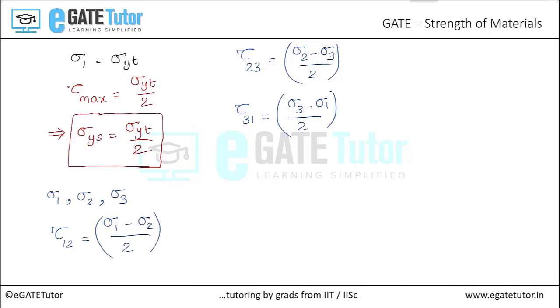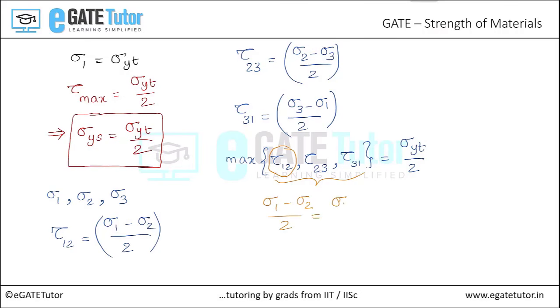According to the statement of maximum shear stress theory which we have seen just now, the maximum of tau 1 2, tau 2 3 or tau 3 1 should be equal to the yield stress in tension divided by 2. For now, let us assume that among these three shear stress components, tau 1 2 is maximum. When we also include the factor of safety, the equation becomes (sigma 1 minus sigma 2) by 2 is equal to sigma yt by 2 times factor of safety.